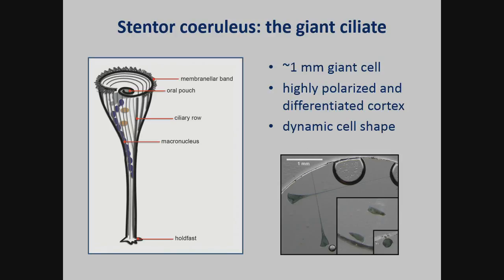So we've already gotten a little bit of background about Stentor, but I just want to reiterate that it is quite a large cell. It's about 1 millimeter long, and the cortex is also highly polarized and highly differentiated. For those of you who missed the beginning of Tatiana's talk, at the posterior end we have a holdfast that the Stentor can use to attach to surfaces. And then at the anterior end, we have the oral apparatus that's ringed by a membranellar band that consists of sheets of cilia. And then along the length of the cell, we have rows of cilia.